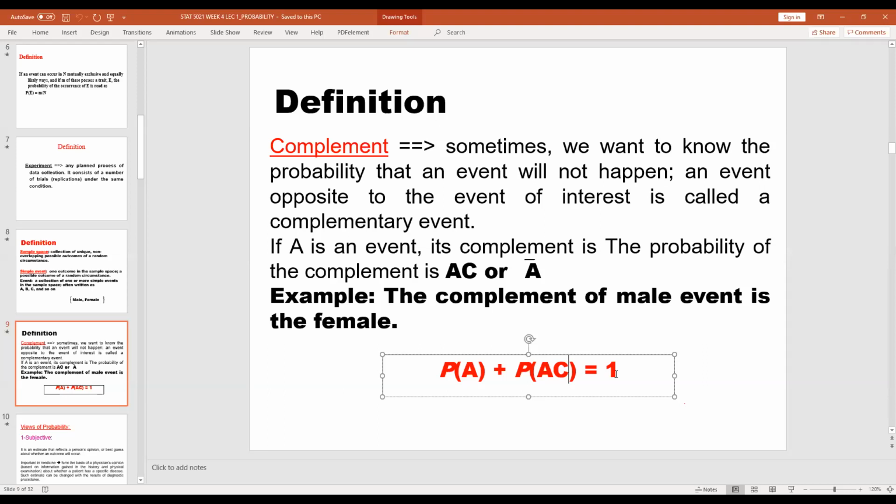Mutually exclusive is trying to say it's either this event occurs or the other one occurs. They can't occur together. There's nothing like a joint.